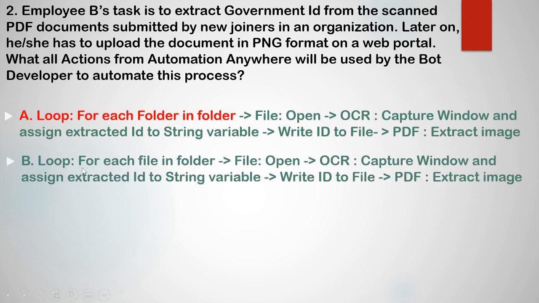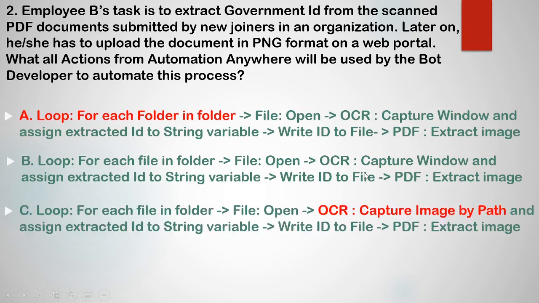So this option looks good. We'll have to use loop for each file in folder, for each of the PDF files in a folder. Open the PDF file, use the capture window from OCR package and assign the extracted ID, government ID, to a string variable. Later on, write the ID to a file, and since the question also demands to upload the document in PNG format, so here I'm converting the PDF document to PNG format using the action extract image from the PDF package. So this option looks good.